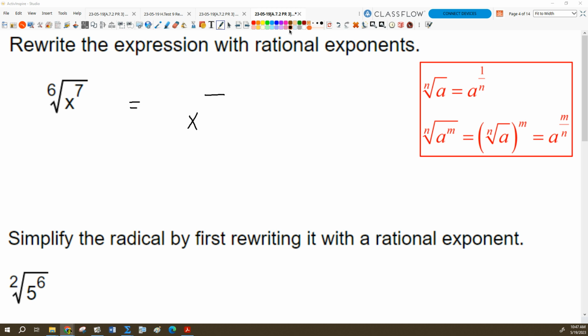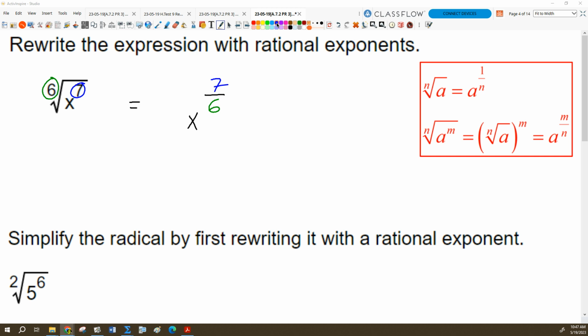A fractional power. Is it 6 over 7 or 7 over 6? Exactly. And the way we remember that: we know that the index of the radical is the part that always goes on the bottom. So the rest of it's pretty easy to track then. That means the 7 goes on top.